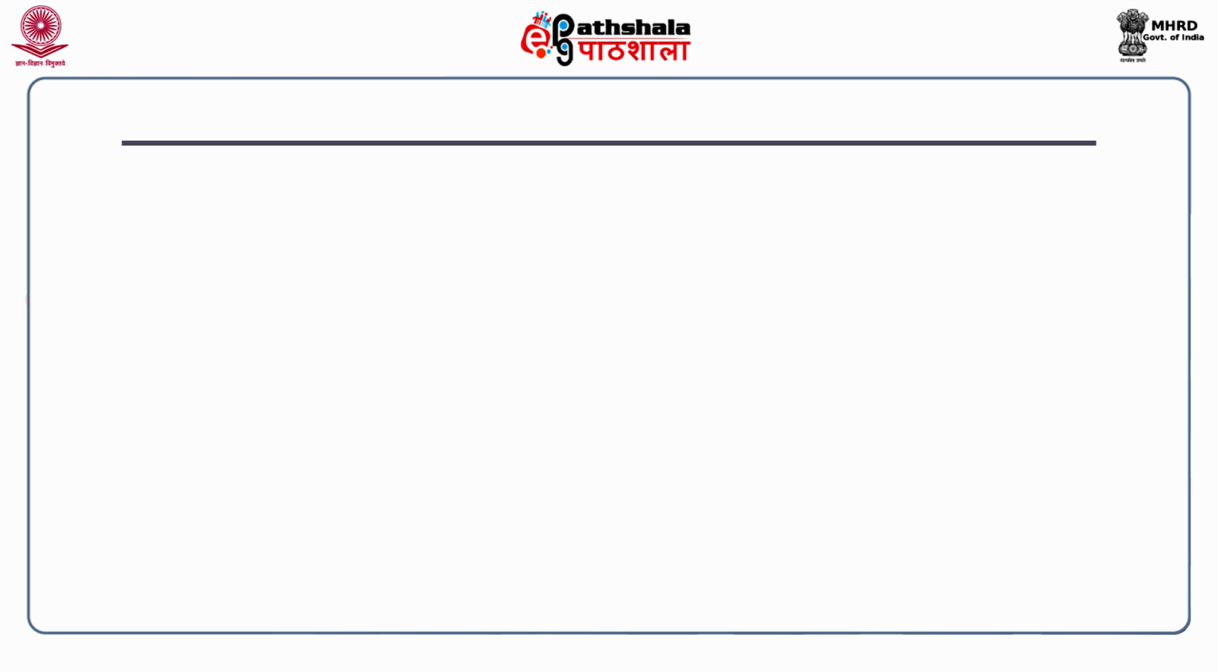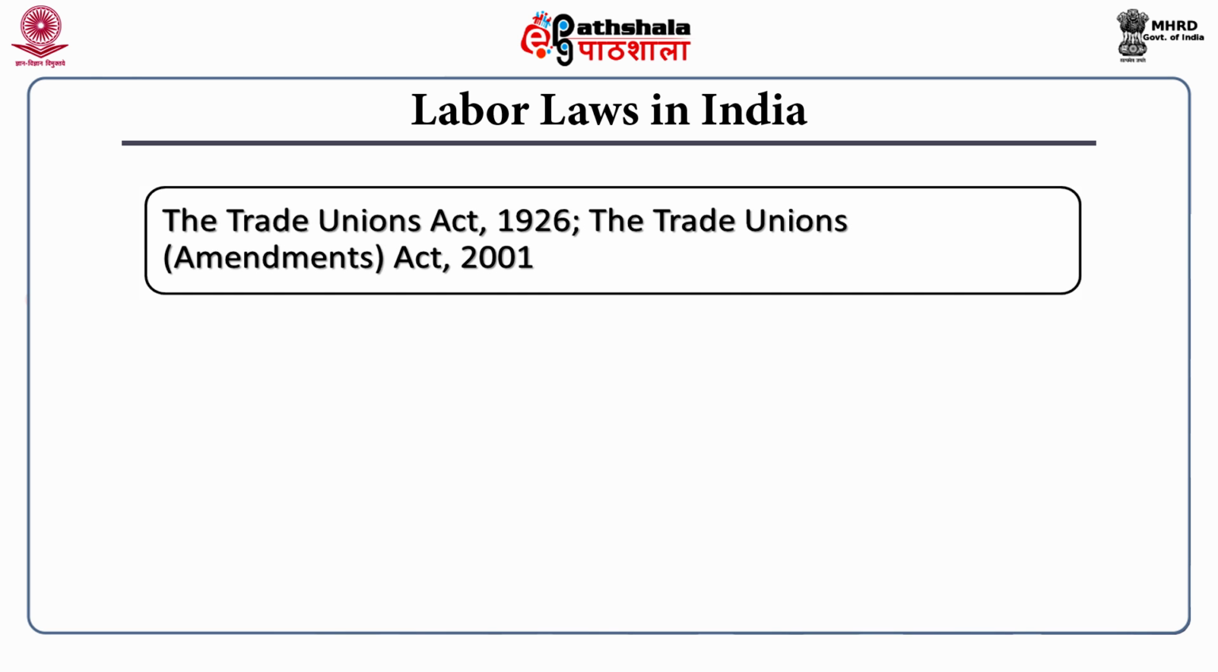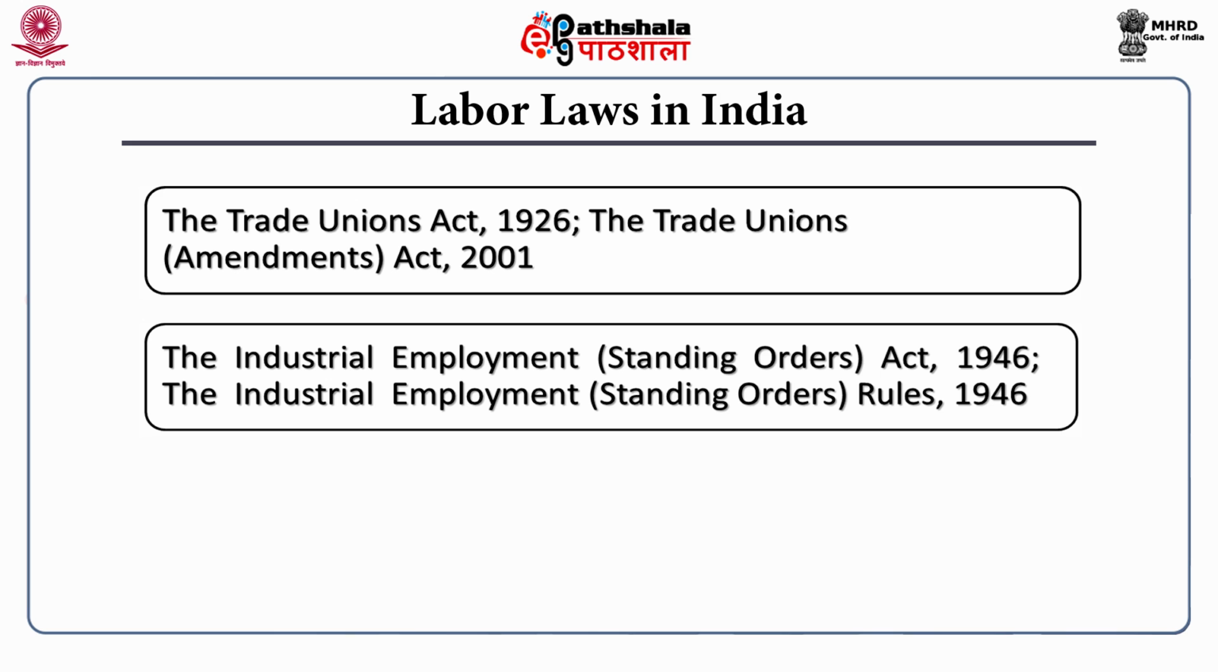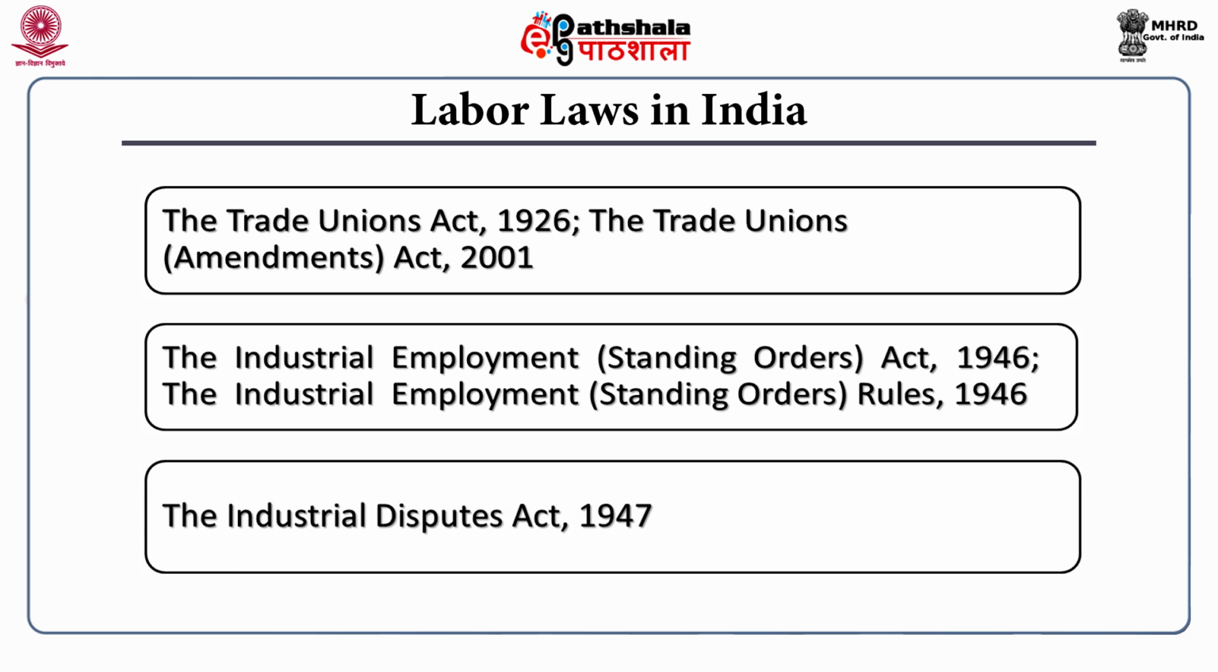Let's now see the checklist of labor laws of India. There are laws related to industrial relations. These are Trade Union Act 1926 and the Trade Unions Amendment Act 2001. Second is Industrial Employment Standing Orders Act 1946 and Industrial Employment Standing Orders Rules 1946. The third is Industrial Disputes Act.